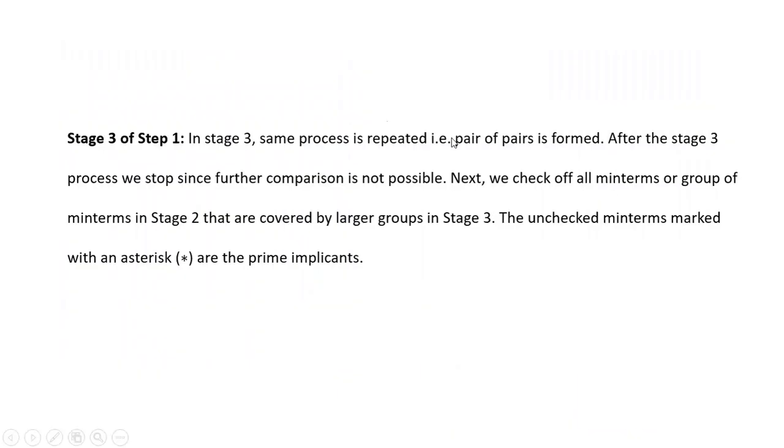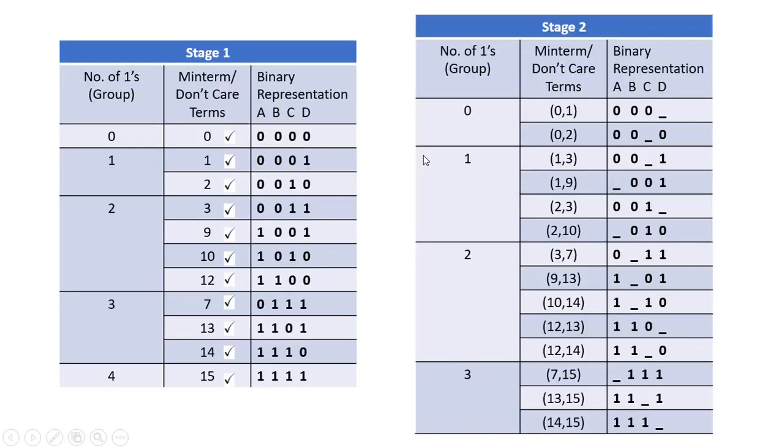Now after this we will go to stage 3. In stage 3 the same process is repeated. Now we are using the complementation theorem to reduce the number of literals. So we will keep on repeating it until we get the irreducible terms.